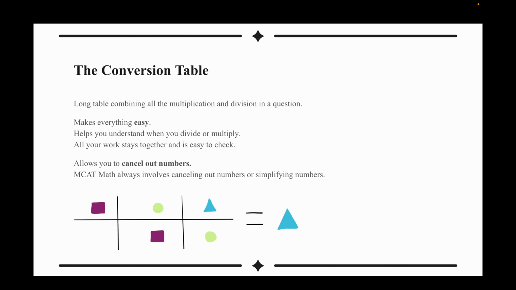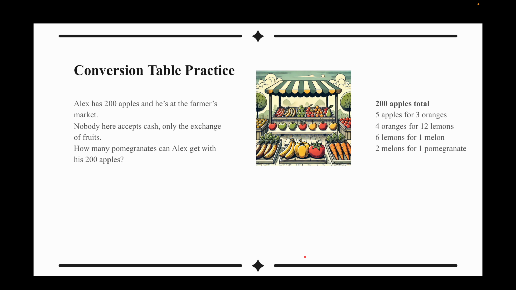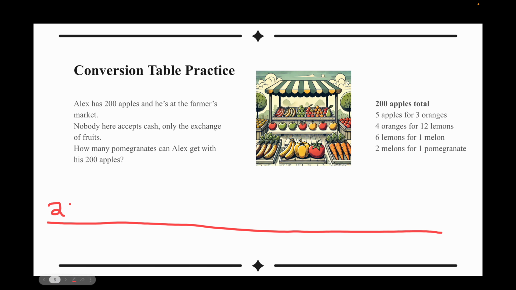It also, very importantly, allows you to cancel out numbers and units too. MCAT math always involves canceling out numbers or simplifying numbers, so this is a crucial skill to develop early. Let me show you an example of a conversion table now. So, Alex is at the farmer's market and he has 200 apples and he wants to convert his apples into pomegranates. We're going to start with 200 apples on the left, and on the right we're going to write out our final unit of P for pomegranate.